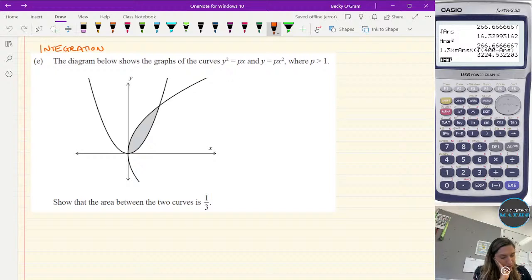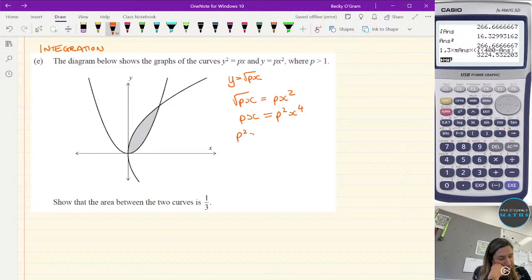So we have y equals the square root of px and y equals px squared. We need to find these points of intersection so we can integrate between them and find the area between these two curves. So for the points of intersection, we set those two equations equal to each other. So we need the square root of px equals px squared. Square both sides, we get px equals p squared x to the 4.